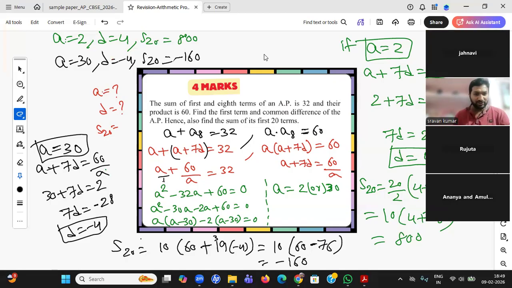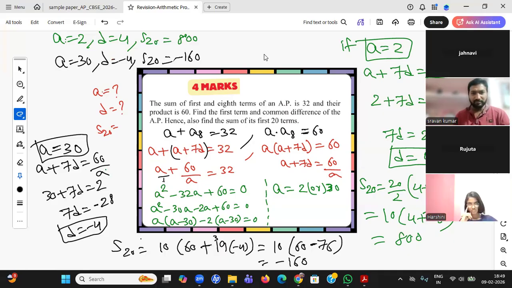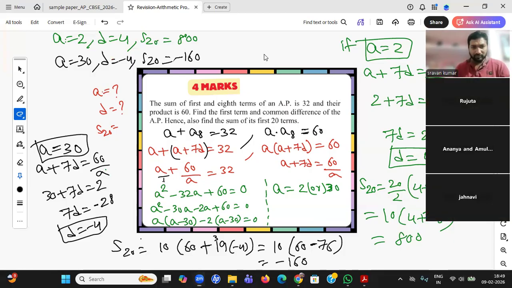Yes, Janavi. Go ahead, student. Sir, I got the equation a square minus 32a plus 420. Yeah, minus 30, but I got the right answer. I got a is equal to 30 and a is equal to 2. No, I got a is equal to minus 2, but I got 30 somehow. You see, you get a square minus 32a plus 420. How will you get 420? You did this step, student?